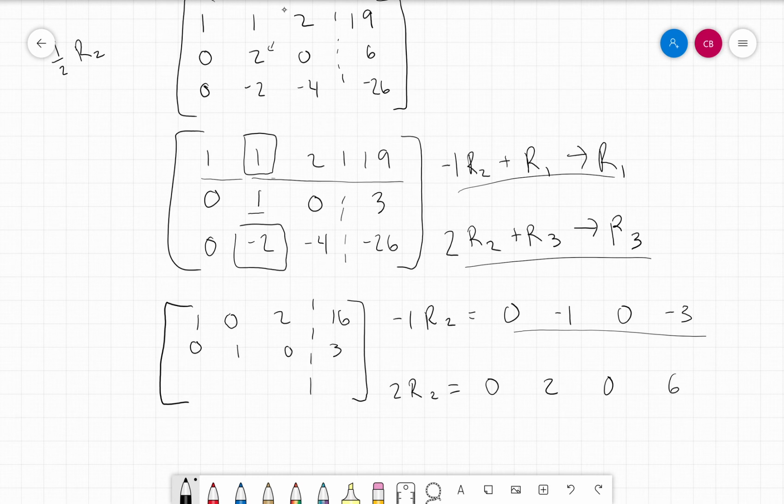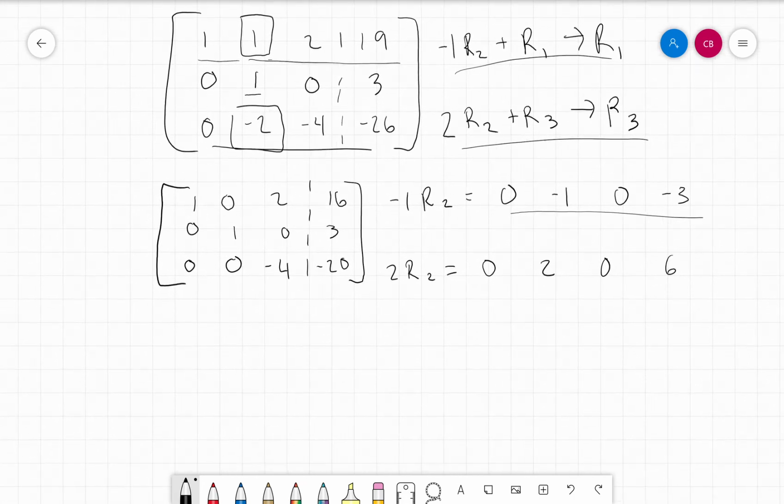Okay, we're adding this to row 3. 0 plus 0 is 0. Negative 2 plus 2 is 0. That's what we wanted. 0 plus negative 4 is negative 4. And 6 plus negative 26 is negative 20. Okay. Now we're almost there.